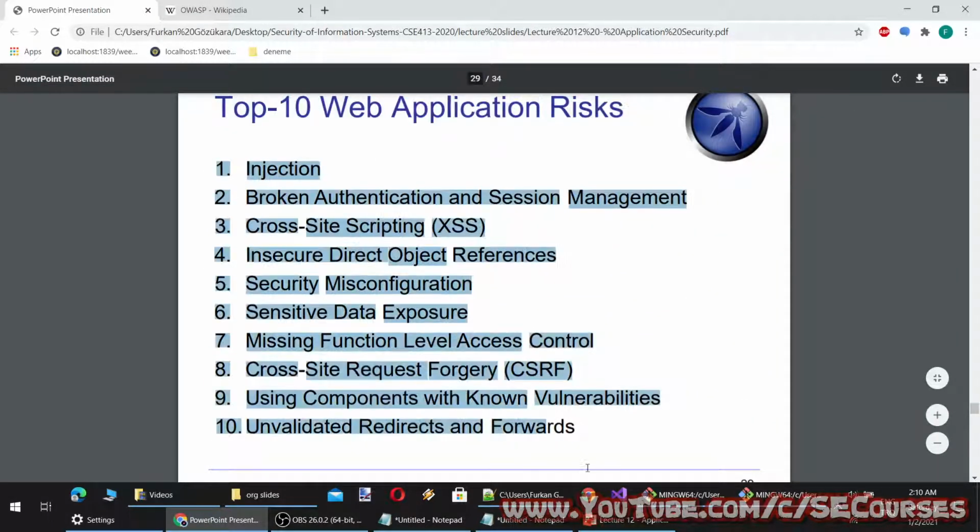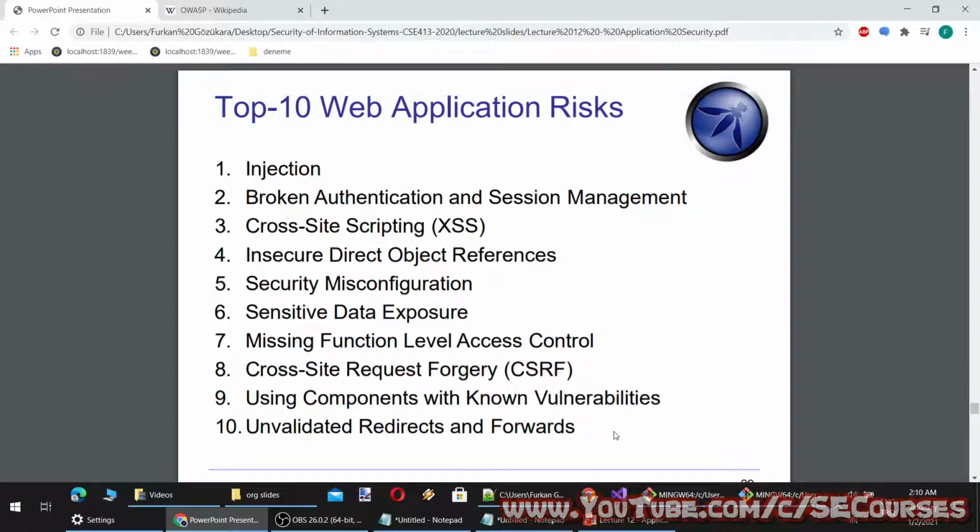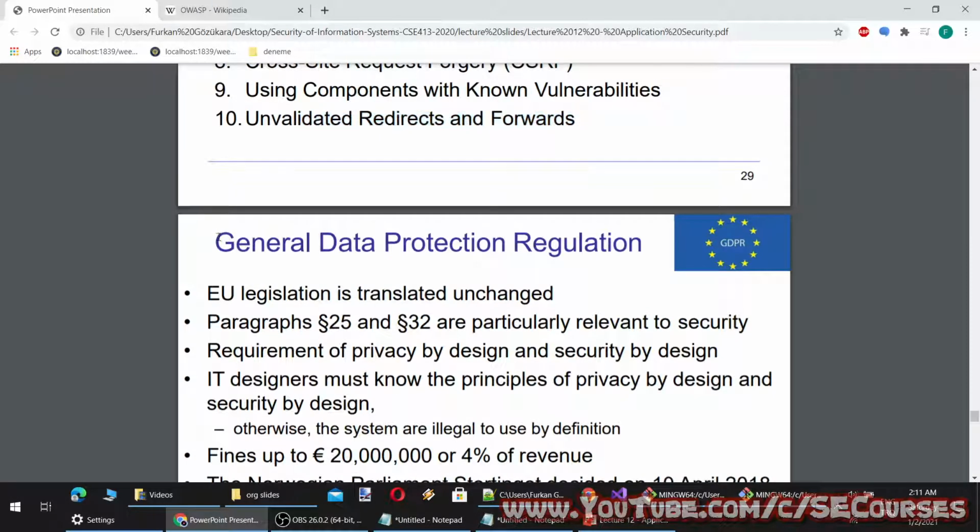Top 10 Web Application Risks. 1. Injection. 2. Broken authentication and session management. 3. Cross-site scripting, XSS. 4. Insecure direct object references. 5. Security misconfiguration. 6. Sensitive data exposure. 7. Missing function level access control. 8. Cross-site request forgery, CSRF. 9. Using components with known vulnerabilities. 10. Unvalidated redirects and forwards.